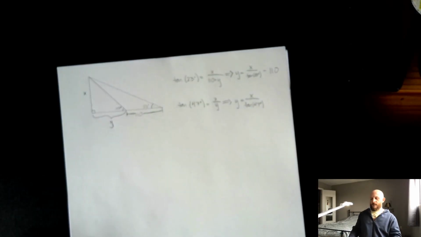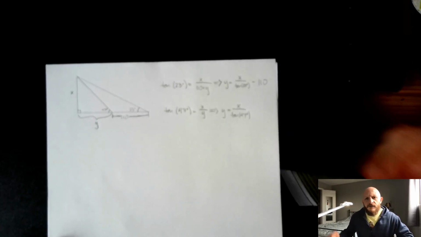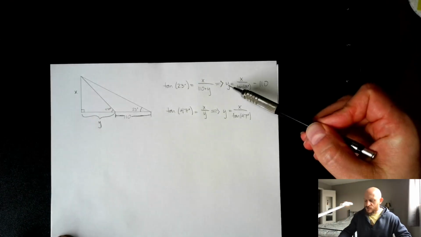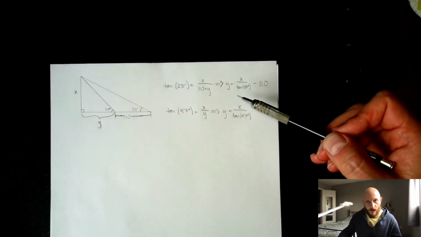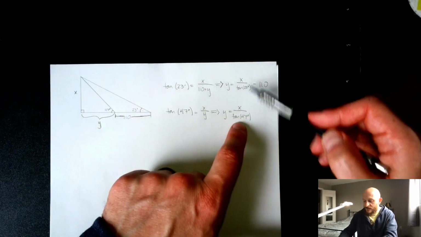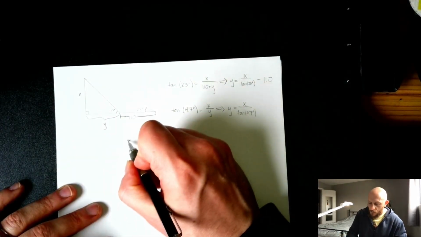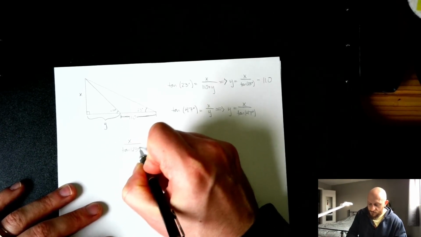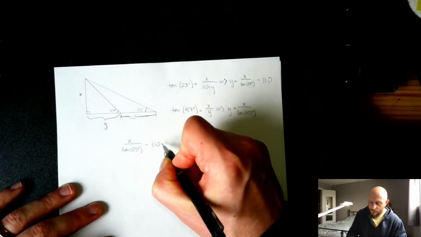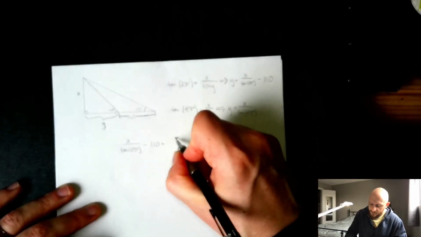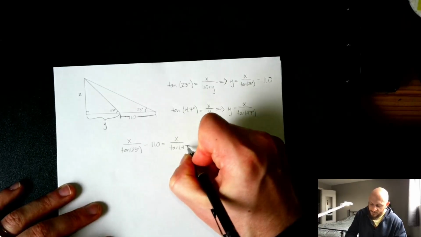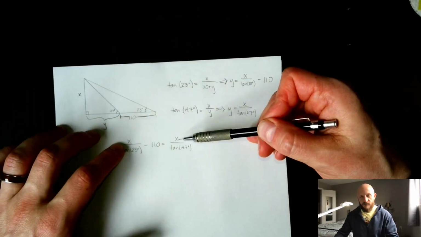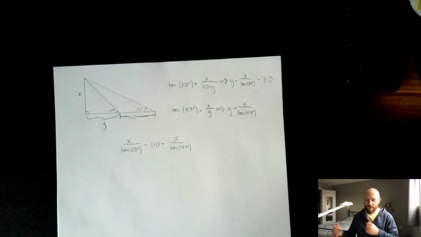Now I have, is it not focused? There it is. Okay. Now I have these two equations, both of them set equal to the same variable y, which means these two equations are equal to each other. So I'll set up my new equation, x over tangent of 23 degrees minus 110 equals x over the tangent of 47 degrees. And now I've got an equation with just one variable, x, which is what I want to find. So I just need to solve this thing for x.